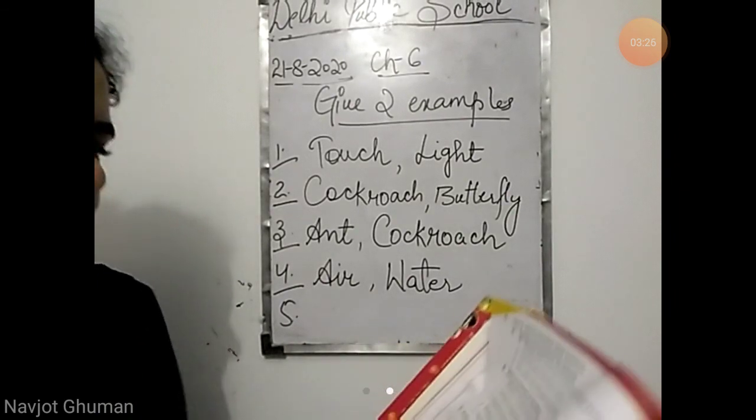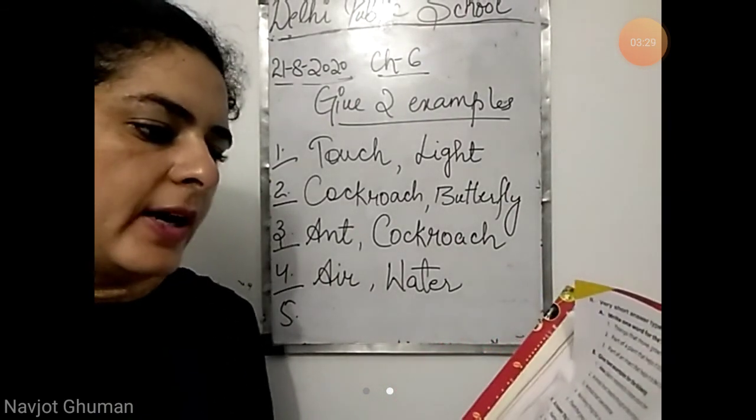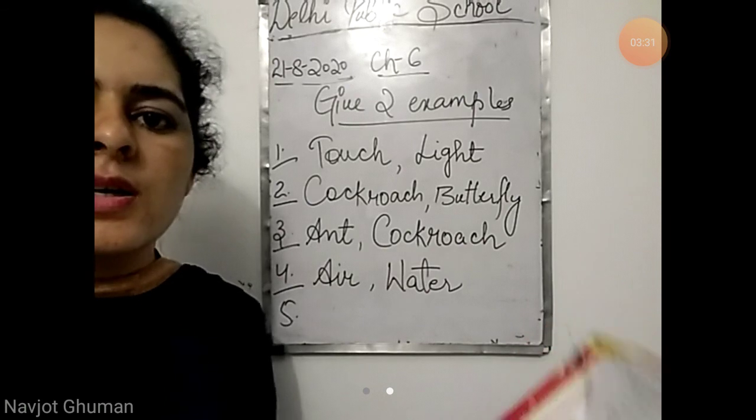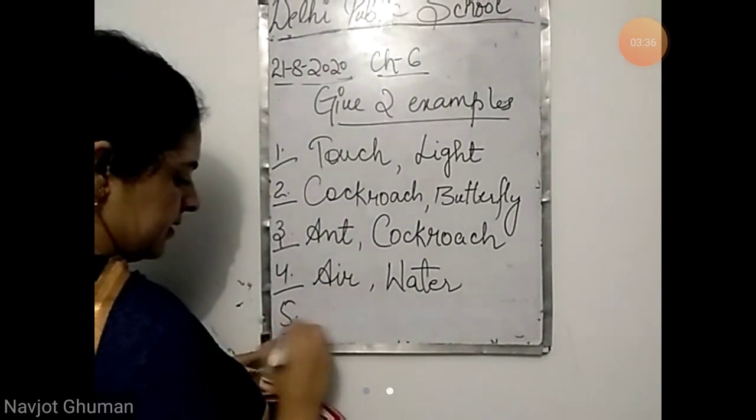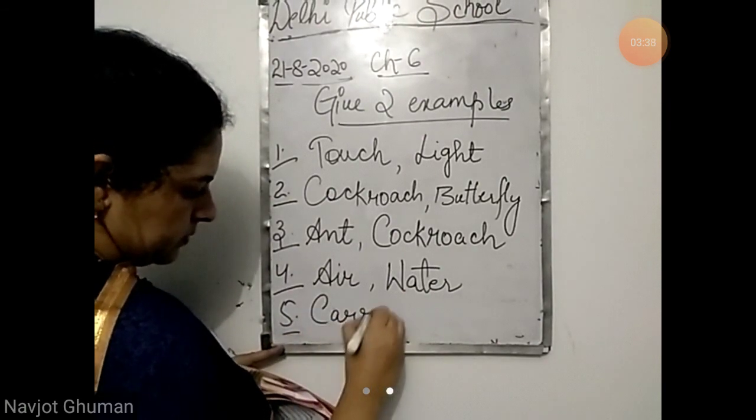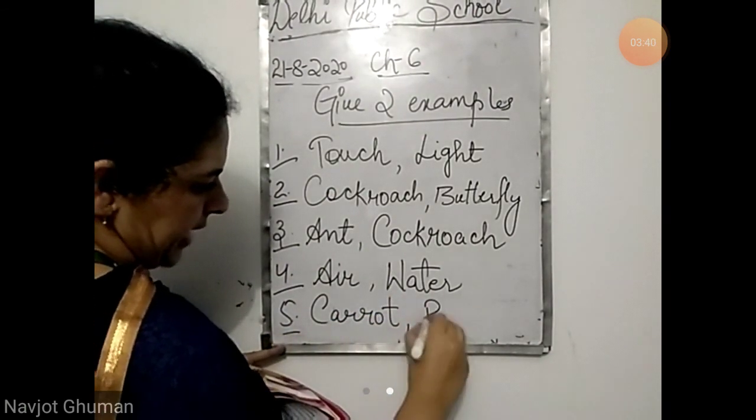Fifth one is plants that give rise to new plants with the help of their roots. So which plants can be grown from the roots? Carrot and potato.